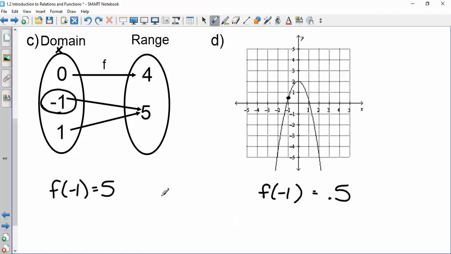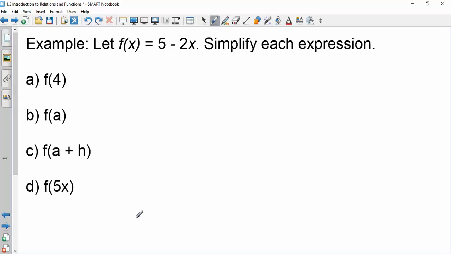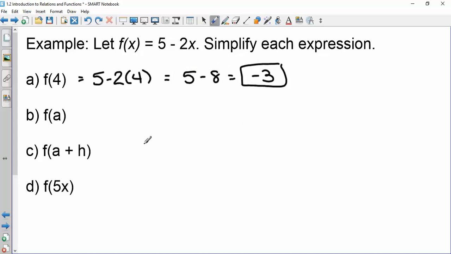All right, I want you guys to take a few minutes and see if you can do these last examples. So I gave you a function, I'm asking you to find 4 things here. So f of 4, we plug in a 4, so we get 5 minus 8, or negative 3. B, f of a. So if you plug in an a, you get 5 minus 2a. Is there anything to do with that? No, so that's my answer.